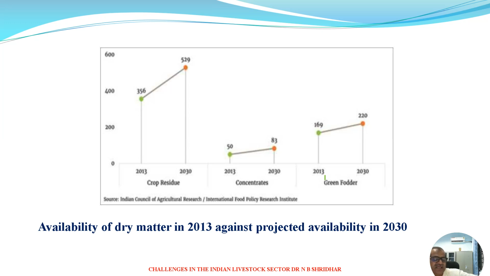So, this is a graph showing the availability of dry matter in the year 2013 against the projected availability in the year 2030. The source is the Indian Council of Agricultural Research or International Food Policy Research Institute. Here you can see that crop residues in the year 2013 was 356, and it is projected to increase to 529, whereas concentrates are 50, and 83 is anticipated in the year 2030, just another 6 years. Then green grass presently available is 169, and it should be increased to 220.